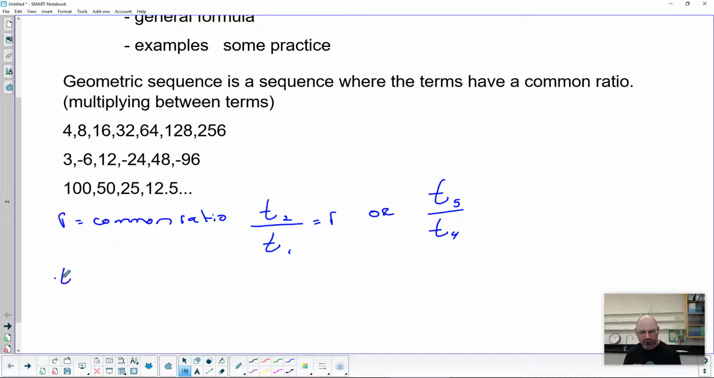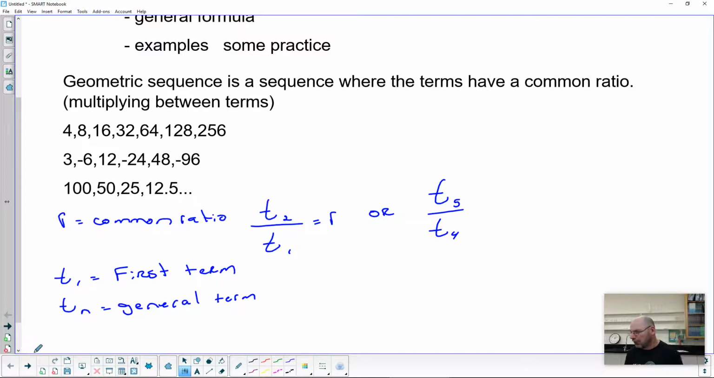T1 is, again, the first term. Tn is going to be the general term.